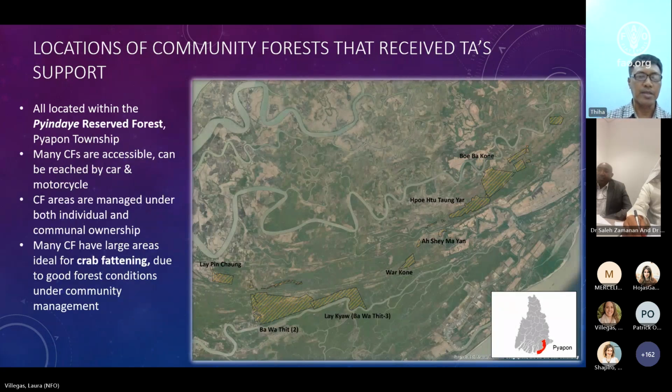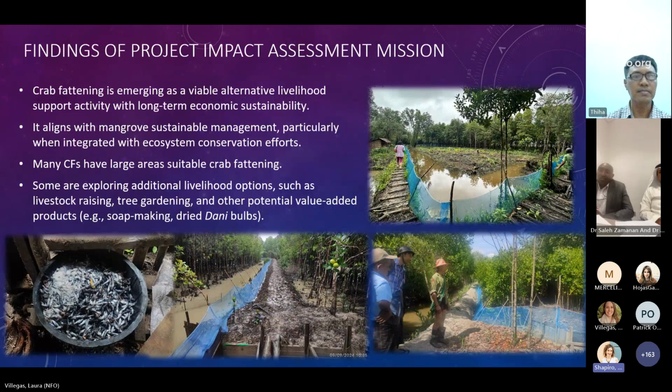And this shows the location of where we have worked for the last three years. As you can see, all are located in the southern edge of the Ayeyarwady Delta. They are quite accessible by car and motorcycle compared to the other community forests to the west of the Ayeyarwady region. Next, please. Dr. T, I'm just letting you know that you have one minute left.